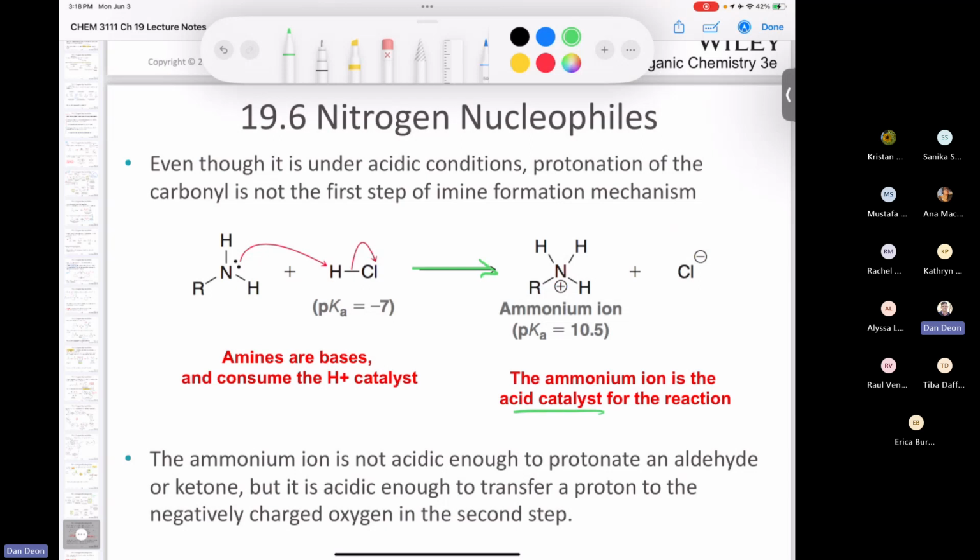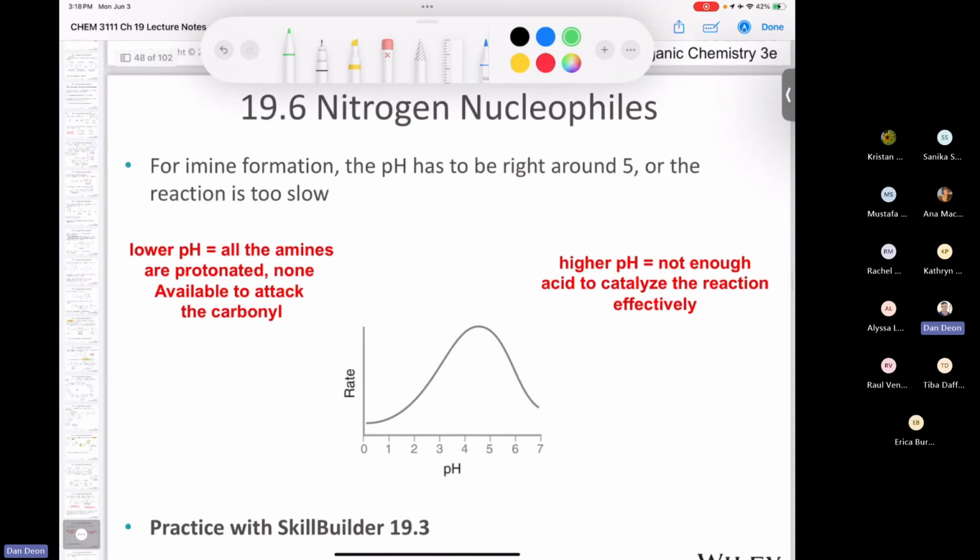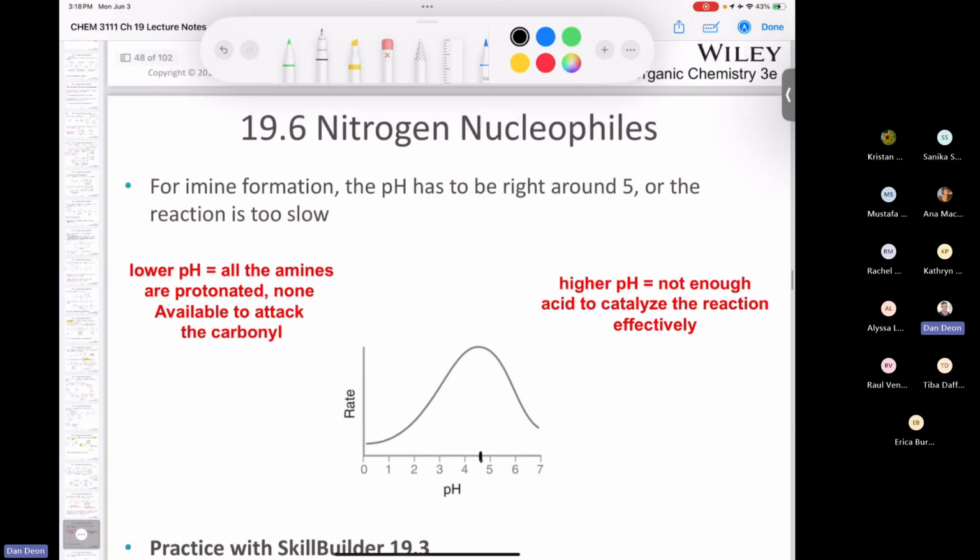So this is the acid catalyst. It's not like you've got sulfuric acid floating around in there. You've only got this ammonium ion, which is your acid in there. And so because of that, the pH has to be just right. It's got to be right around a pH of 4.5 to 5, something like that. Because at a lower pH, if it's too acidic, all of the amines are protonated. There's going to be nothing left over to attack the carbonyl. And if you're at too high a pH, if it's too basic, then you've got no acid catalyst around. So to form an imine, you have to have the pH being just right. It has to be just around a pH of 5 to do that.